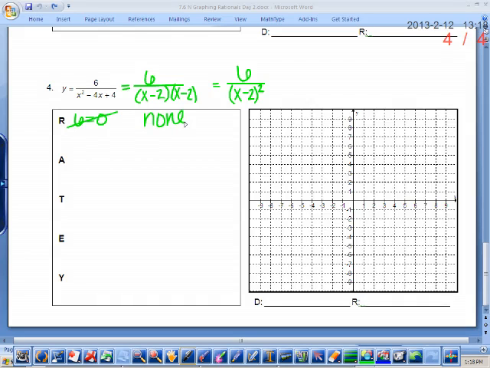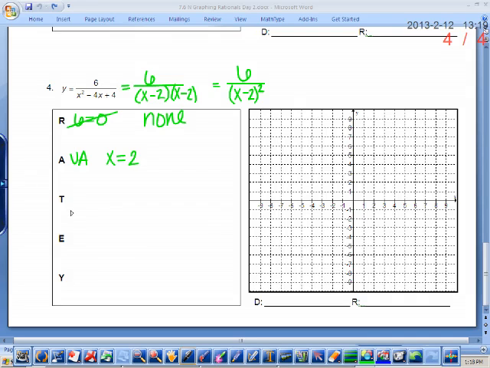Okay, asymptote. Vertical asymptotes. How many vertical asymptotes does this function have? 1. Why not 2? Because it's the same thing. Yeah, if you set x minus 2 equal to 0, even if you do it twice, you're still going to get x equals 2. So our vertical asymptote is at x equals 2.